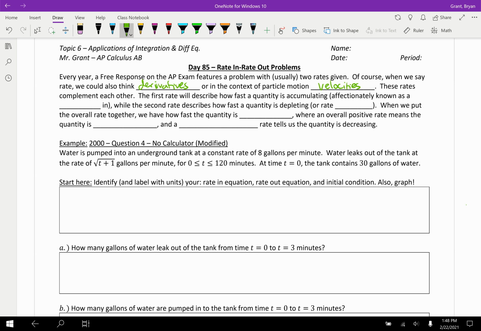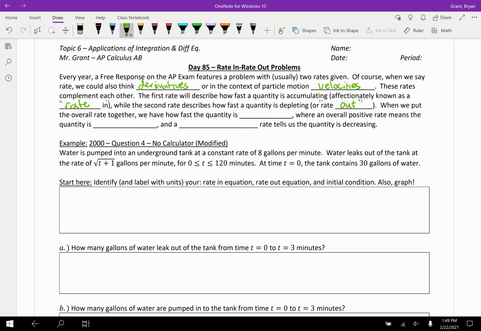The first rate is going to describe how fast a quantity is accumulating, right? And if something is accumulating, you're gaining an amount of that stuff. And this accumulating rate is generally known as a rate in. While the second rate is going to describe how fast a quantity is depleting or going away, or rate out.